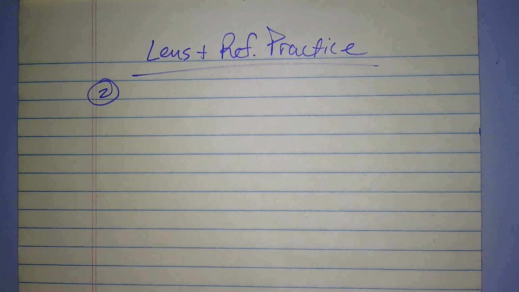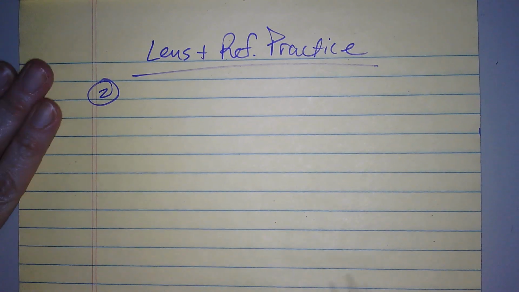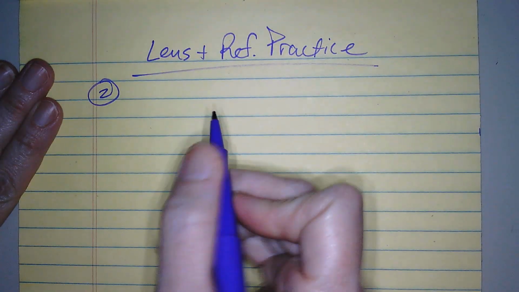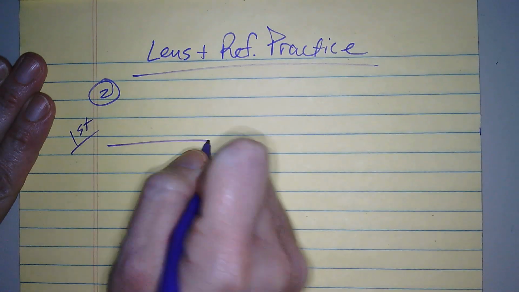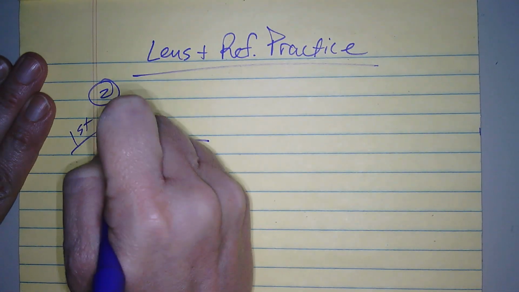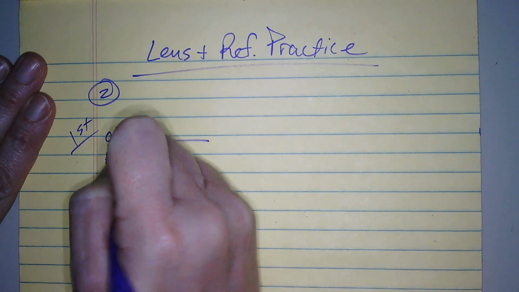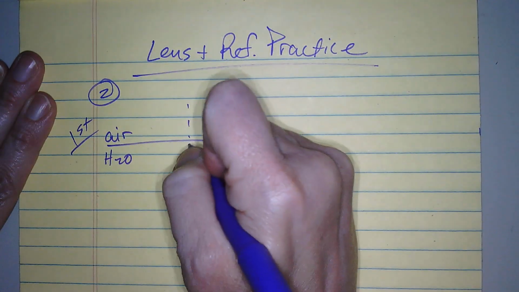All right, so number 2, we're going to draw a picture because it's actually really complicated. A beam of light enters a tank of water at an angle of 30 degrees from the normal. Okay, so I'm going to draw a picture. First, this is what happens. You have air into water, and then here's my normal.